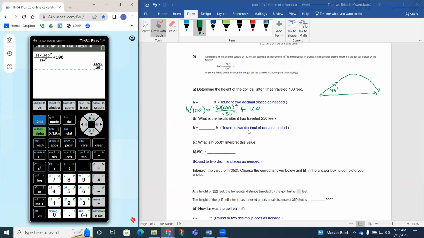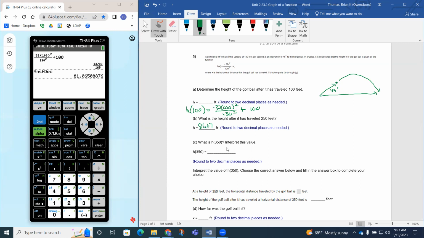So it says round to 2 decimal places. So I need to go ahead and just change this to a decimal. If I hit the math button, change it to a decimal is number 2. So that gives me like 81.06 or 07. Well, since there's a 5 after the 6, that means we're going to round up. So 81.07 would be what we'd be looking for there. So around 81 feet up in the air.